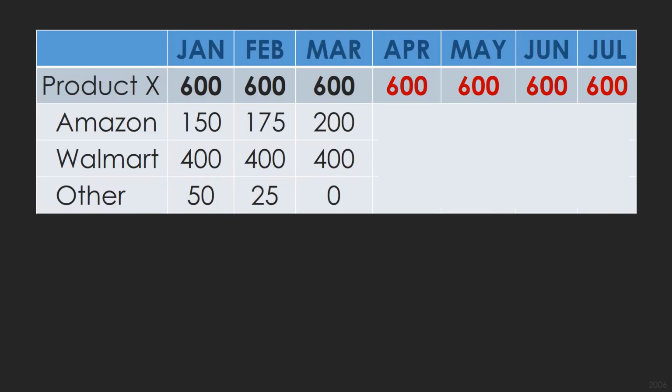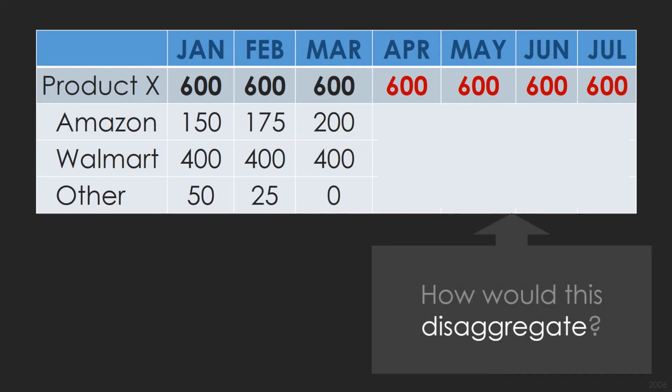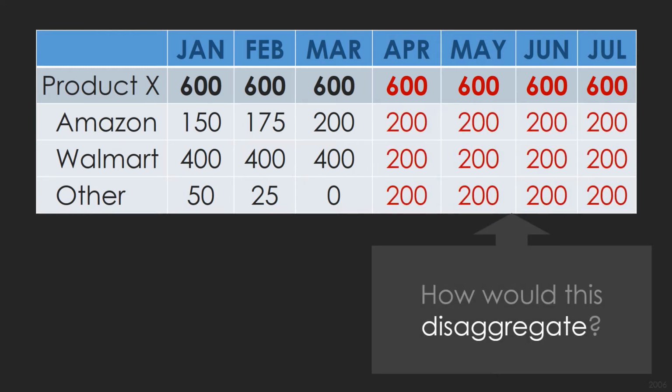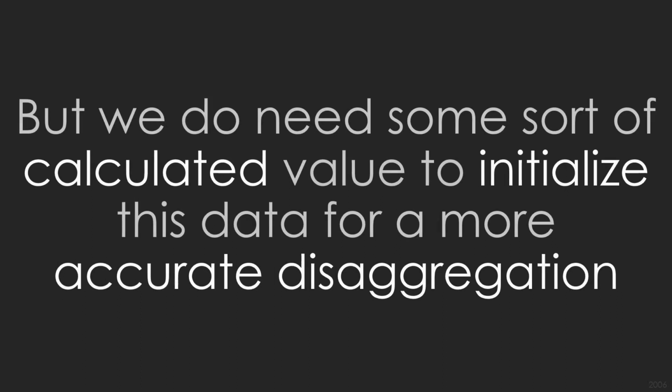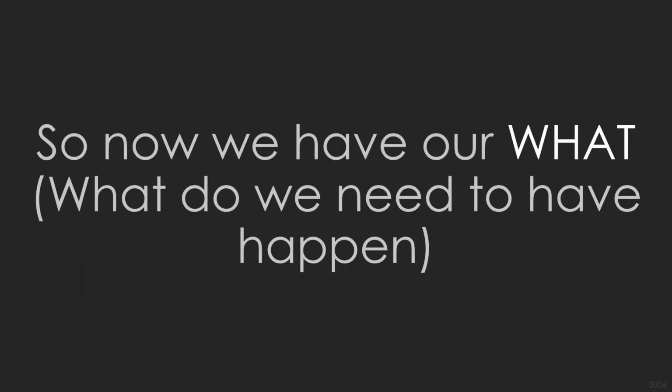So back to our original problem. If we do nothing else, how would this disaggregate? I already said we didn't do anything. But we do need some sort of calculated value to initialize this data for a more accurate disaggregation. So now we have our what. What do we need to have happen?